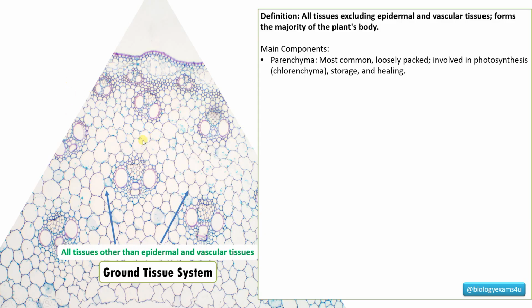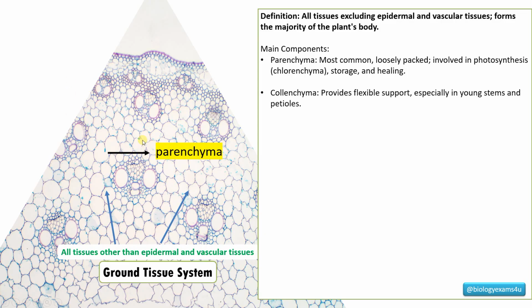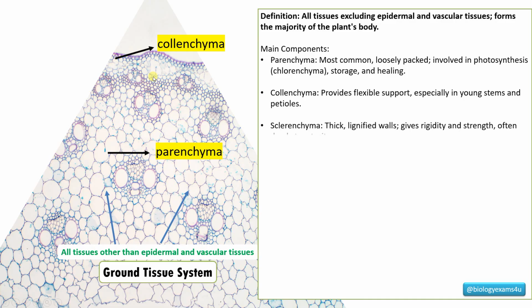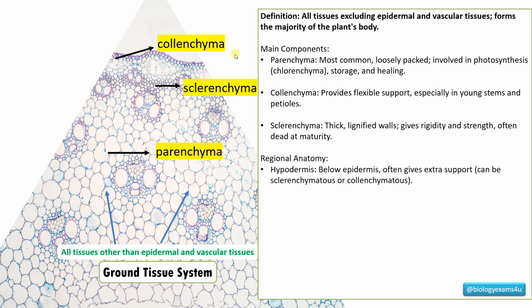Then this is the parenchymatous cells. Then collenchyma is present that provides flexible support, especially in young stems and petioles, that is seen just below the epidermis. Sclerenchyma may be present, as you see here. They are thick-walled lignified cells that provide rigidity and strength. Hypodermis is made up of either collenchyma or sclerenchyma that provides mechanical support. This region is the hypodermis, just below the epidermis. And cortex, the bulk region, is made up of primarily parenchymatous cells.